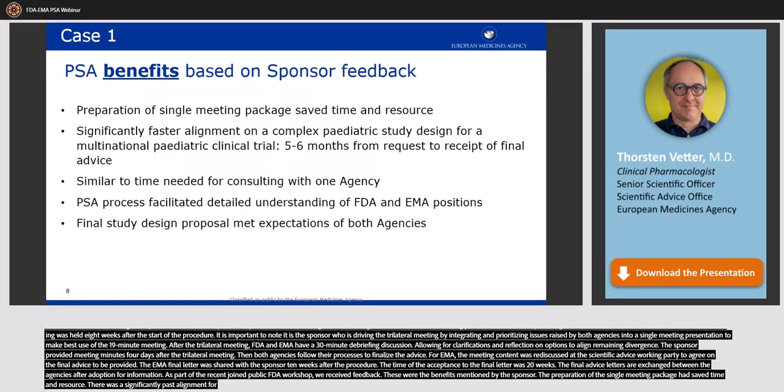It took 5 to 6 months from PSA request to receipt of final advice from both agencies, which is similar to the time usually needed for consulting with only one agency. The PSA process did facilitate a detailed understanding of FDA and EMA positions. The final study design proposed at the trilateral meeting met the expectations of both agencies.